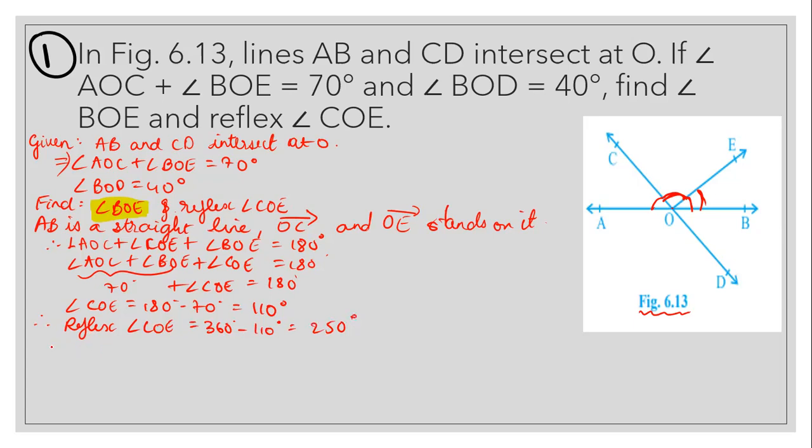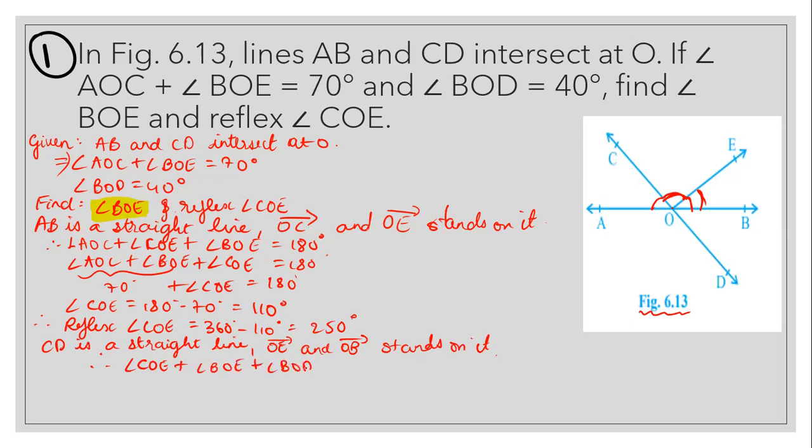Now we know that CD is a straight line, and rays OE and OB stand on it. Therefore, angle COE plus angle BOE plus angle BOD will give us 180 degrees.